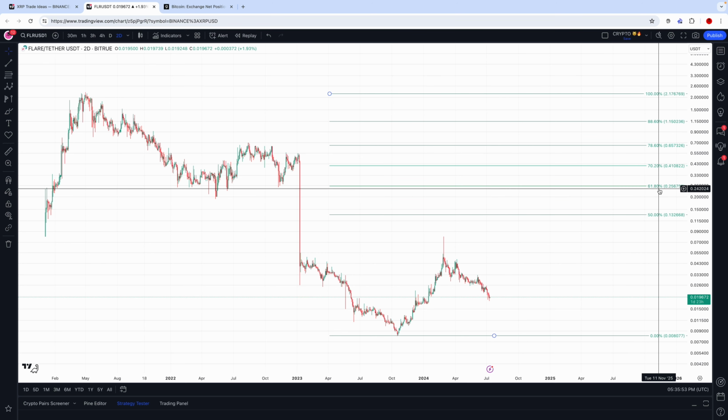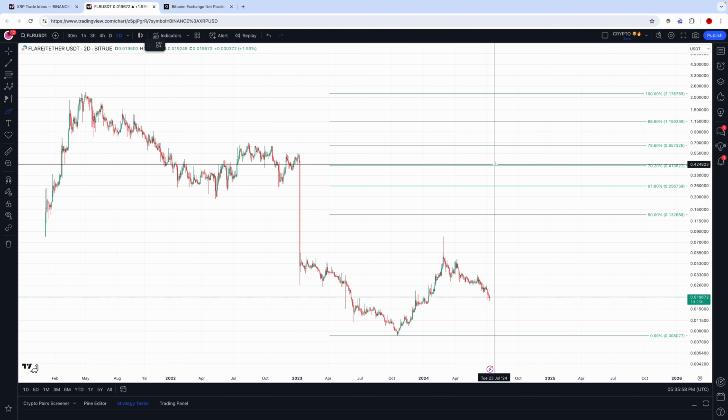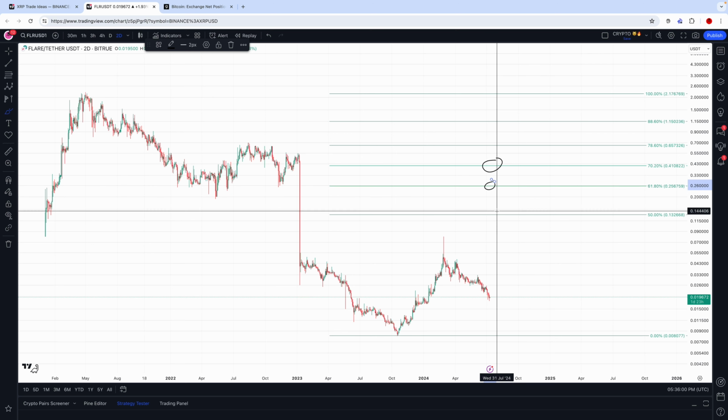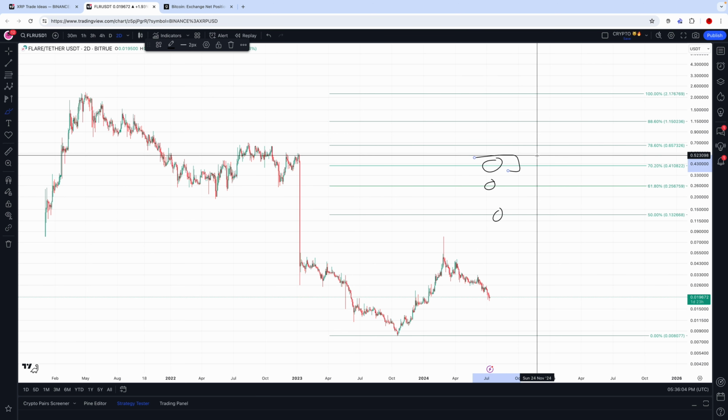The 61.8% fib is at around 26 cents, and then the 70.2% is at 41 cents. You would want to be aiming for these three levels over here to take profit, and then save a little bit on the side just in case it goes up to the higher fibs over here.